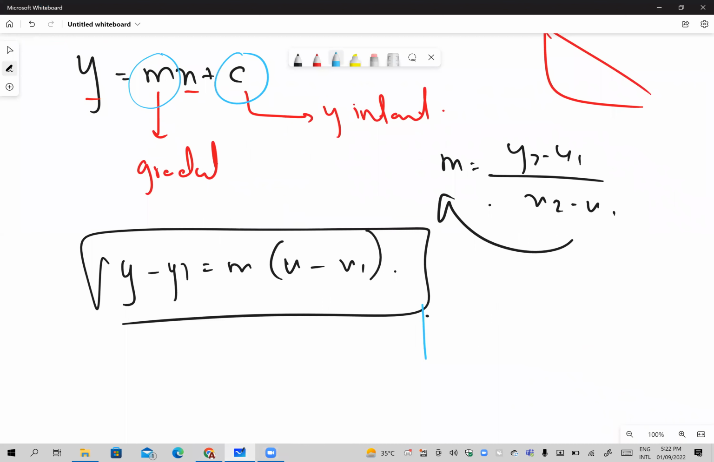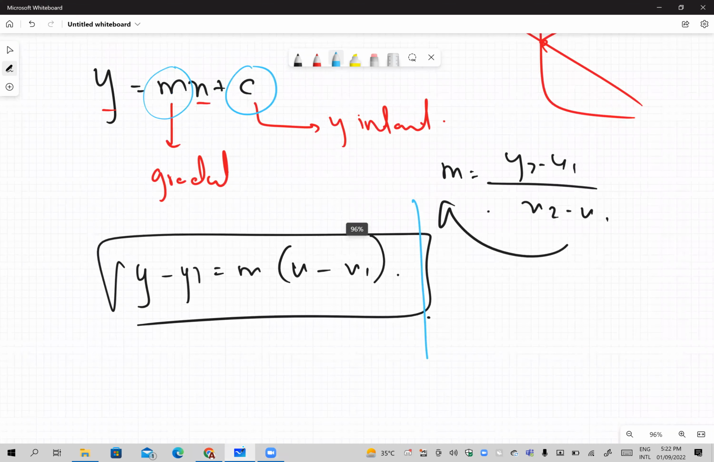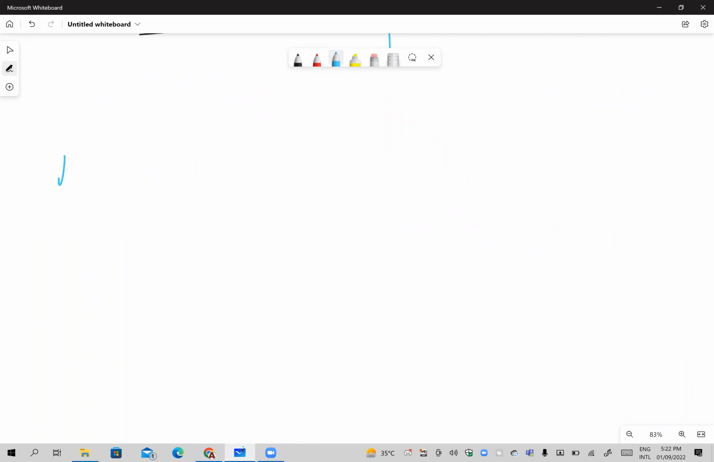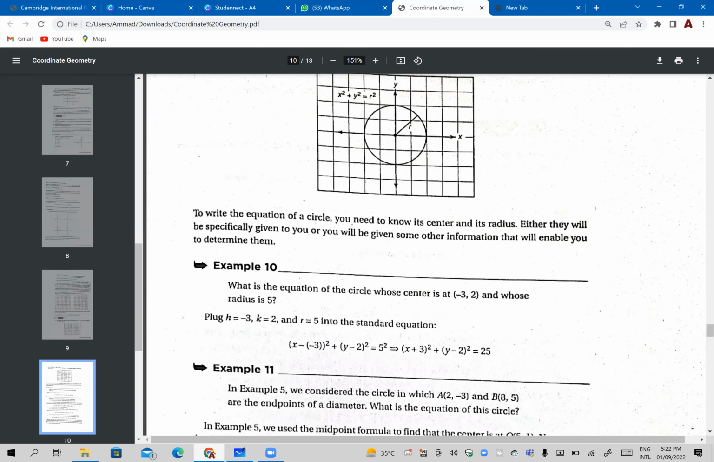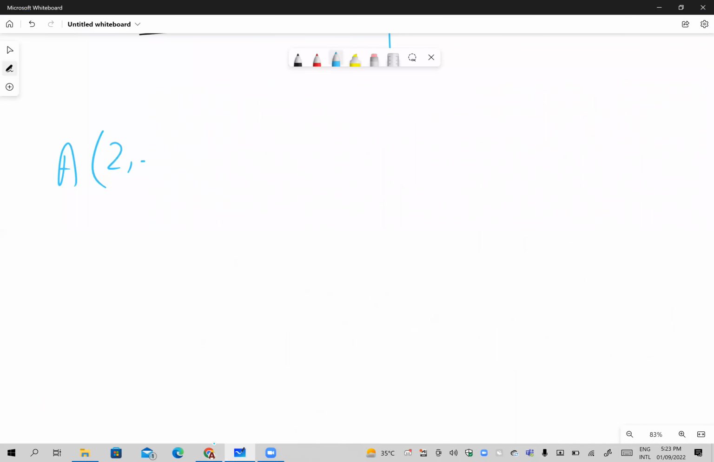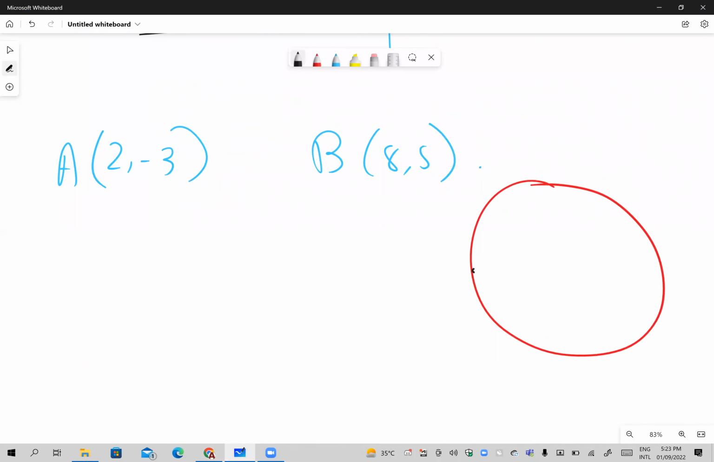So point A is basically 2 and negative 3. Point B is 8 and 5. These are the ends of the diameter like this. Here is where point A is and maybe this is where point B is. We've connected them. See, very bad diameter. It's supposed to be in the center. Anyways, let's just consider this as the diameter.